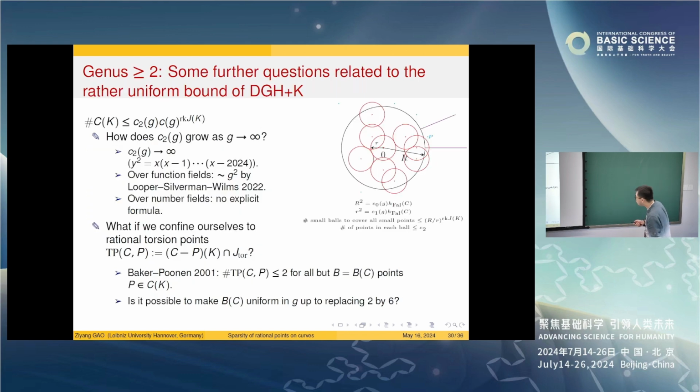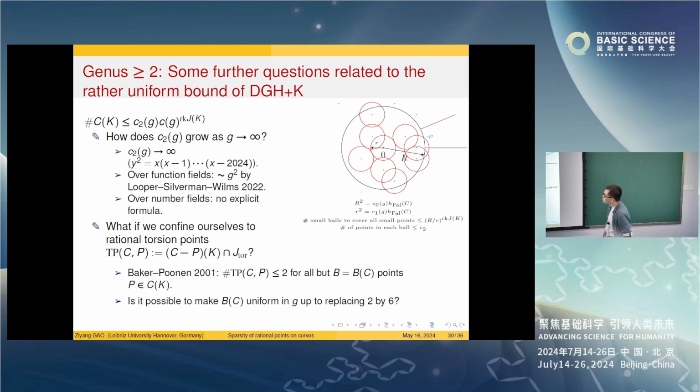All right, now I want to talk about some open questions. We see that this is the rather uniform bound we proved. Here you have a C2, which is the number of points in this ball, and then you have the CG, which is capital R over small r. The C2 is usually called the Manin-Mumford constant, and CG is called the Lang-Vojta constant. The Manin-Mumford constant, first of all, must grow to infinity, because you see this example.